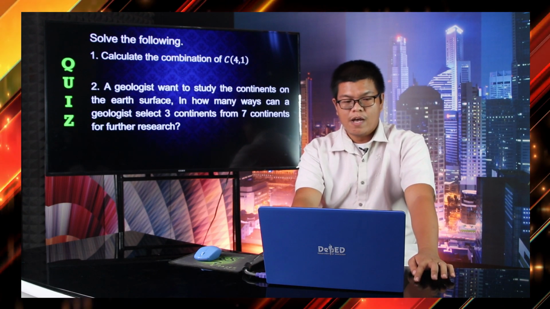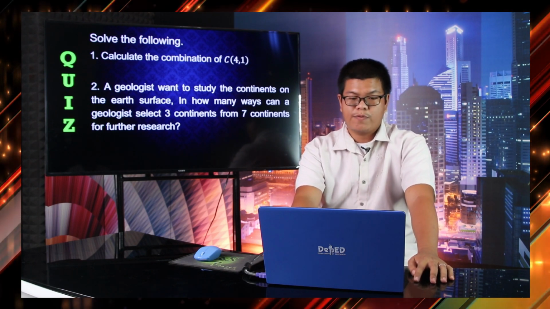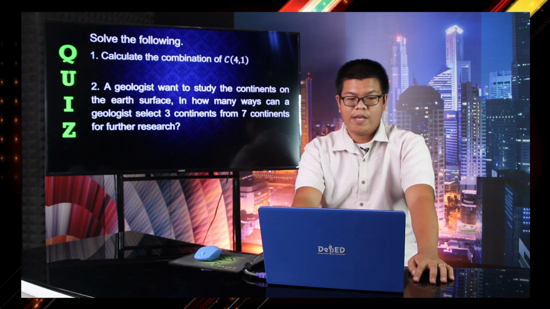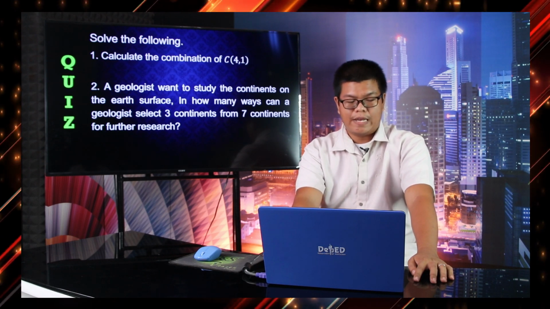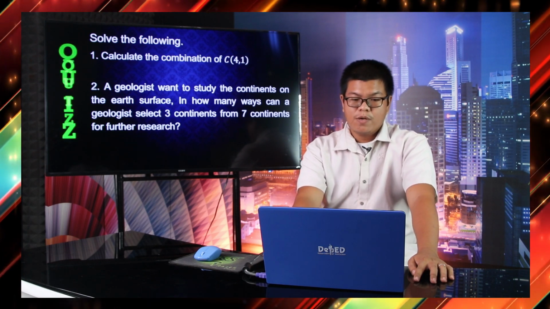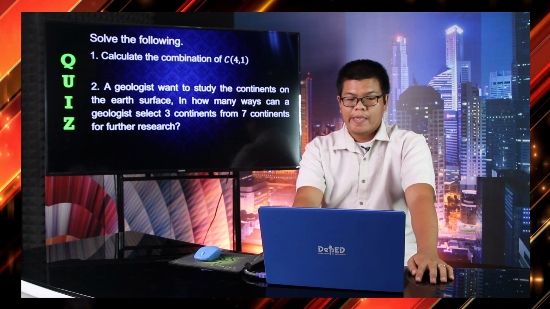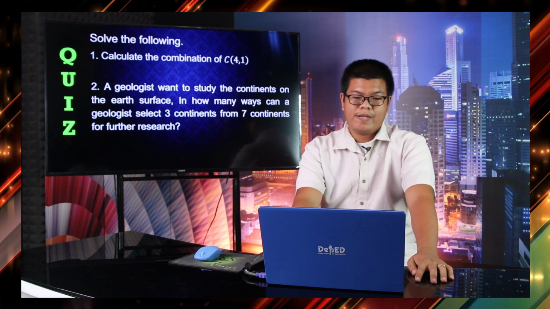Number 2. A geologist wants to study the continents on the Earth's surface. In how many ways can a geologist select 3 continents from 7 continents for further research?